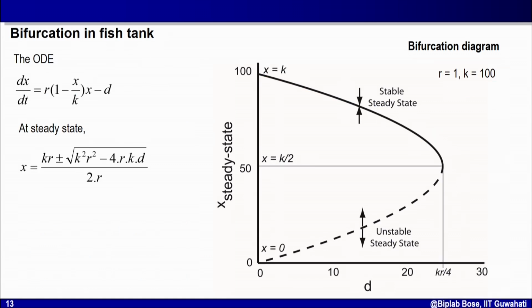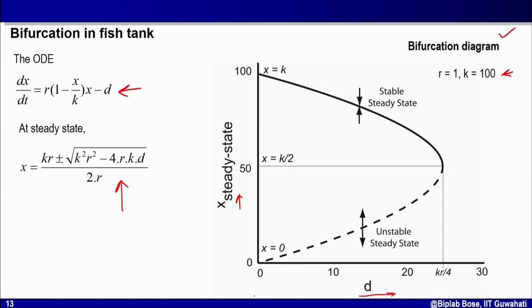So let us compile all these in one single bifurcation plot. The ODE is given this one for my fish tank problem. The generalized solution for steady state is given by this relation, and I have drawn the bifurcation diagram here for specific values of r, k, and I have taken d, which is causing the bifurcation, in the horizontal axis, and the steady state value of x in the vertical axis. When d is negative, that is not possible because d has to be positive in our case, because that is the rate of removal of the fishes, it cannot be negative.